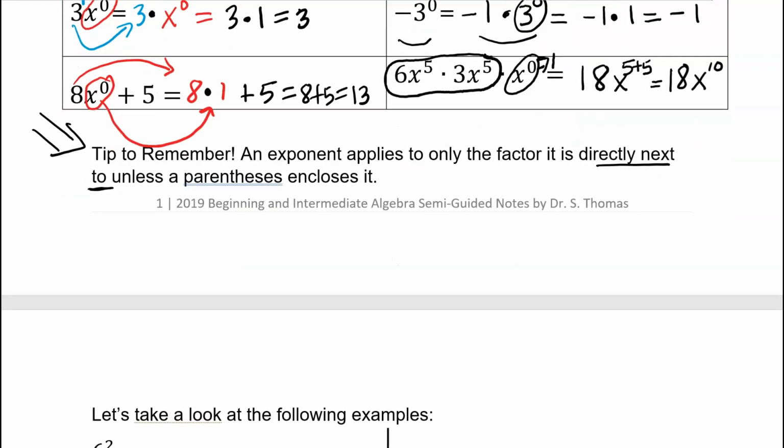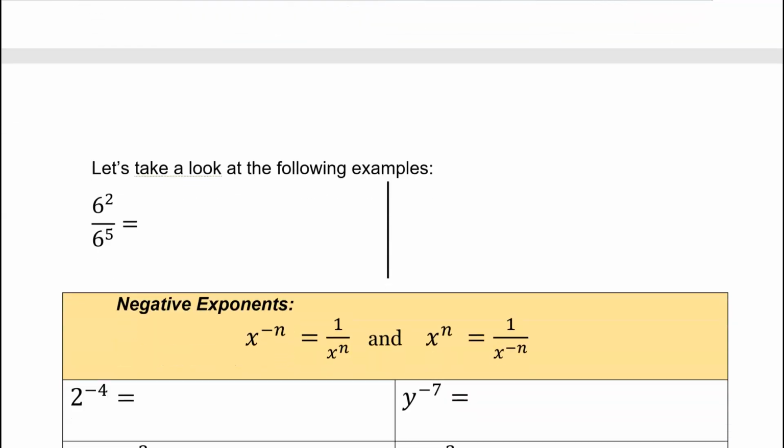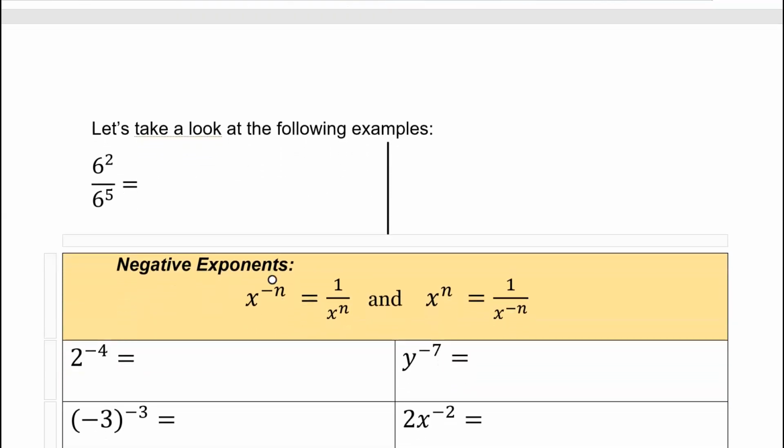Let's move on. Let's take a look at the following examples. We have 6 to the 2nd divided by 6 to the 5th. Now we know that we can simplify this by two ways. 6 to the 2nd is 36 divided by 6 to the 5th. Put that in your calculator. It would be 7,776. Then that can be reduced because 36 can divide into 7776.